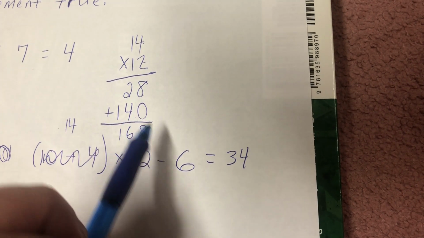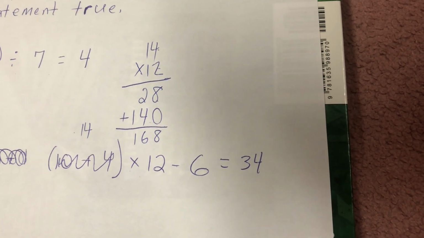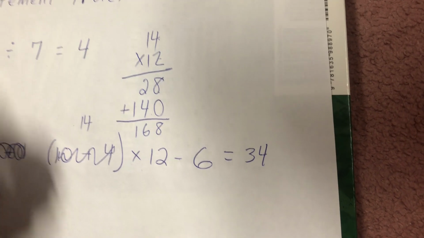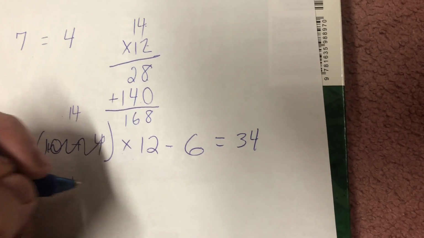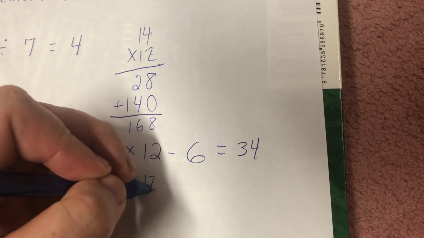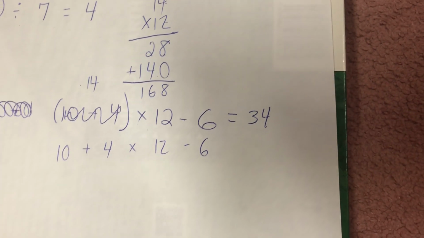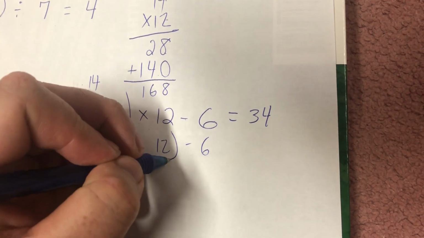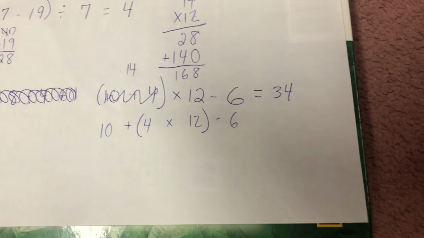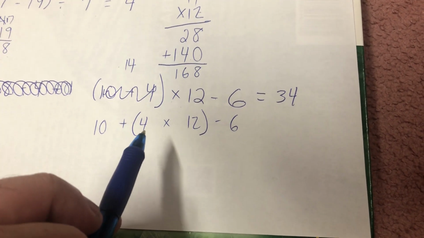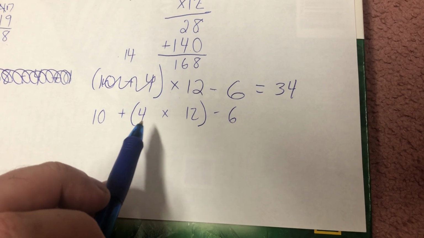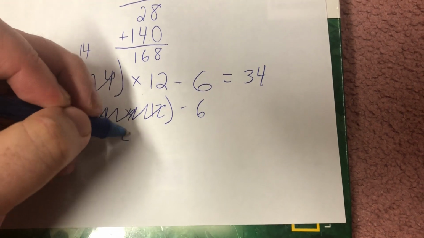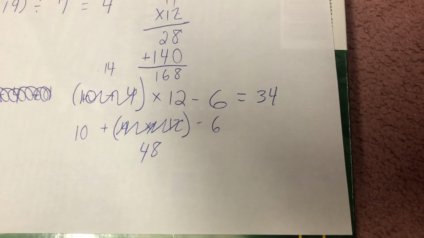Well, then if I do 168 minus 6, that gives me 162. I am nowhere close to 34. That is not where the parentheses go. So here's an example. Well, it's just going to be a little trial and error. Got to rewrite the problem, move the parentheses. All right, so instead of around 10 plus 4, we're going to put the parentheses around 4 times 12. If I do what's in parentheses first, I do 4 times 12. Well, 4 times 12, the last time I checked, was 48.